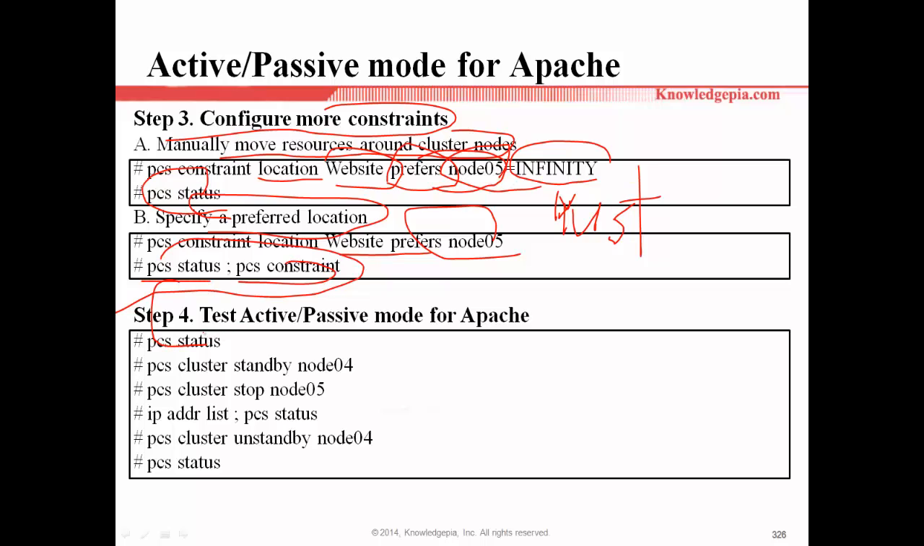The step for testing: test the active passive mode for Apache. At first, check the current status, and after that put node 4 in standby. If the website resource is running on node 4 and it goes to standby, then this resource will fail over to node 5. But if we run pcs cluster stop on node 5, then this resource will fail over to node 6. After that, please check the IP address for this Apache service. In my case, 80.50, using the command ip addr list and pcs status.